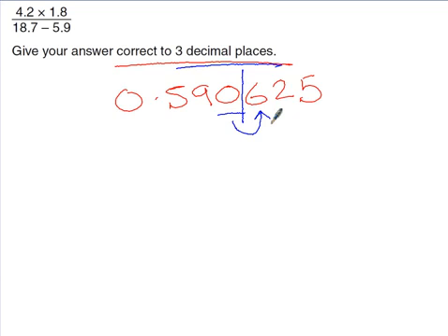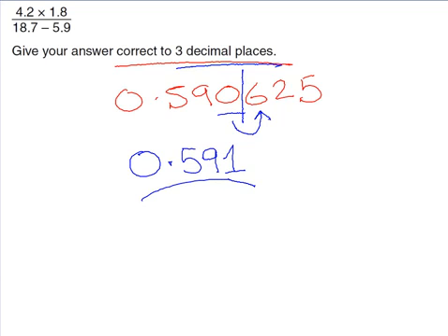I look next door. 5 or greater, you add 1 more. So this is 5 or more. So 5, 6, 7, 8 or 9, you add 1 more. So that becomes a 1. All the numbers to the left stay the same. So the 9, the 5 and the 0 remain the same. Or the numbers to the right, 0 is your name. So we don't need to write them down. So the answer is 0.591.